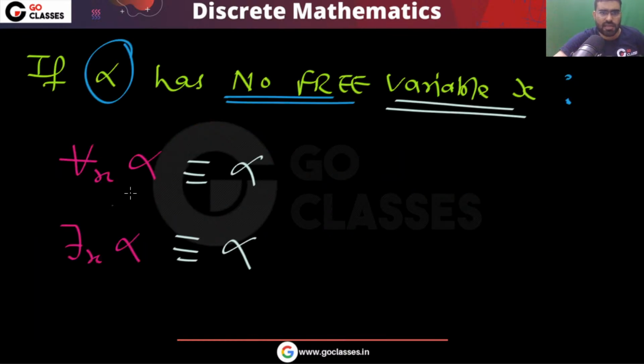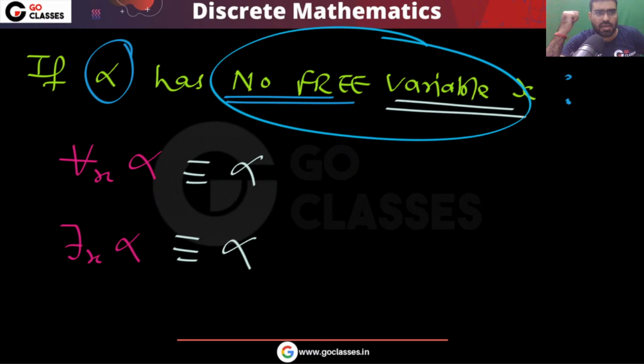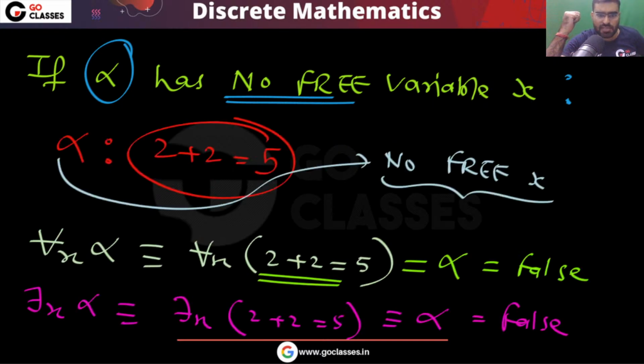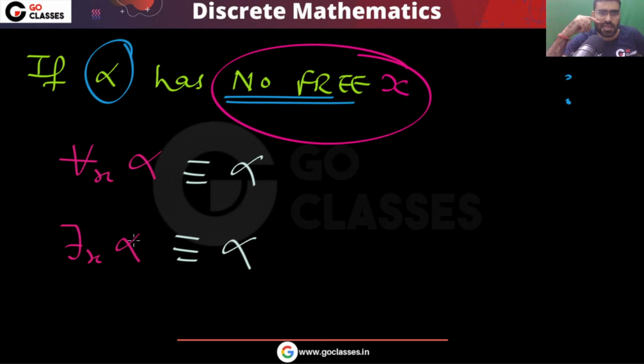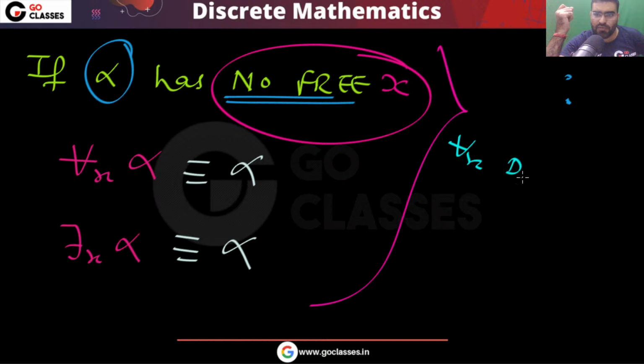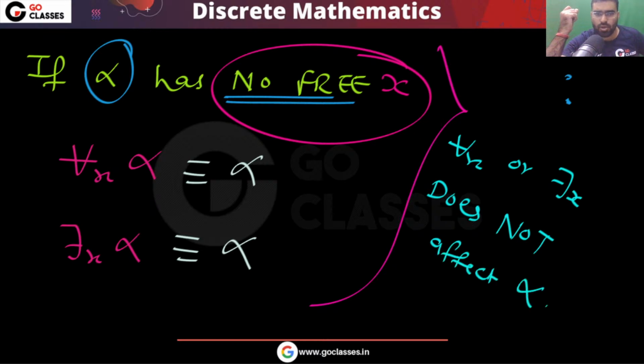I am just saying that if there is no free x in this alpha, then what will happen? Then it simply means that for all x alpha will be alpha, and there exists x alpha will be alpha. So in this situation, the universal quantifier for all x or there exists x does not affect alpha. Yes or no? Does not affect alpha. Clear or not?